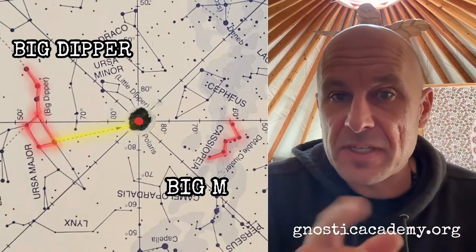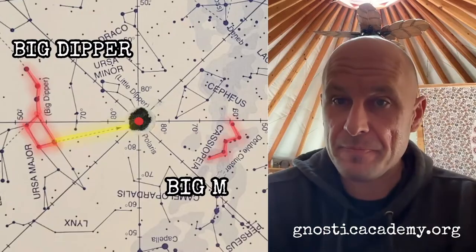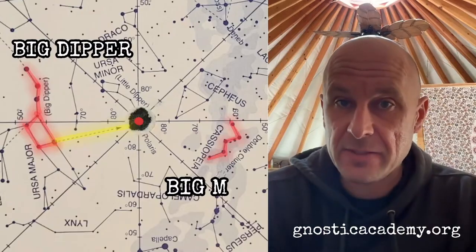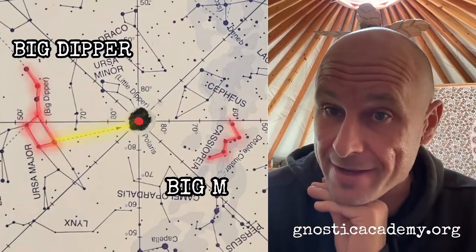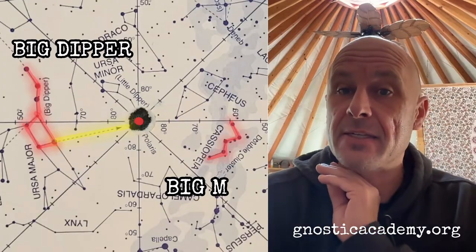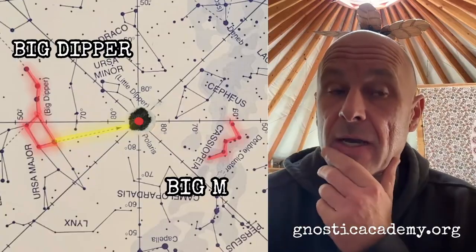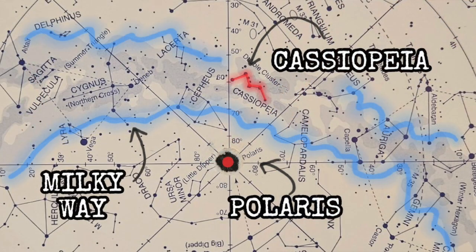So this is the Big Dipper and the Big M. Either one of those main constellations will point to where the north is. Now, if you know where Cassiopeia is, where that big M in the sky is, you also know where the Milky Way is. What does milk start with? M. That's a good way of understanding it, right? Put it in your head: mothers, milk, M, Milky Way.